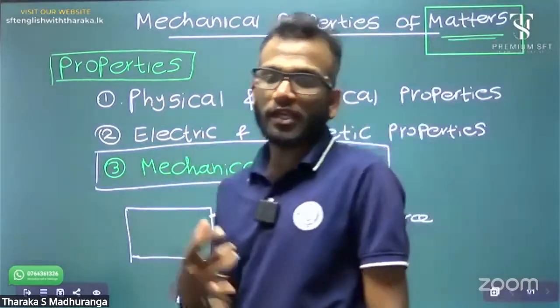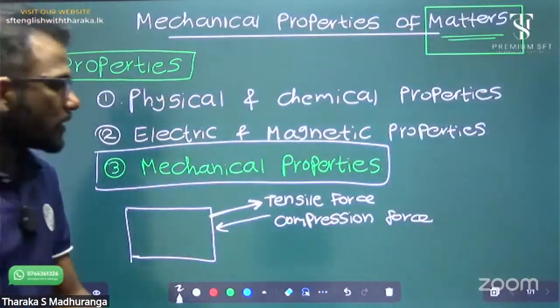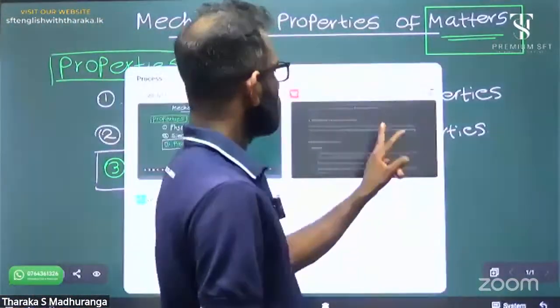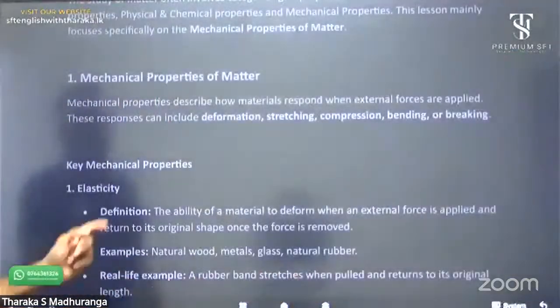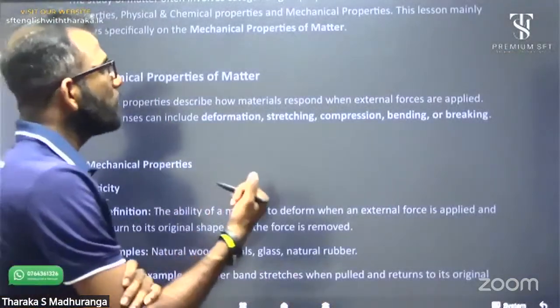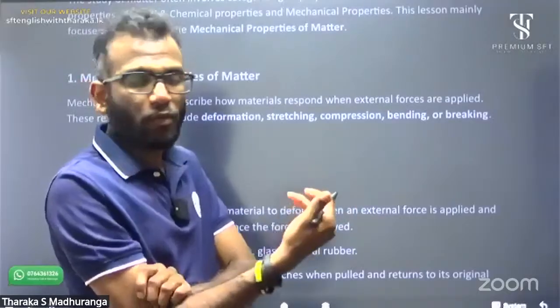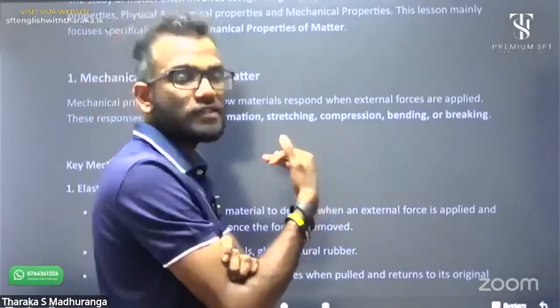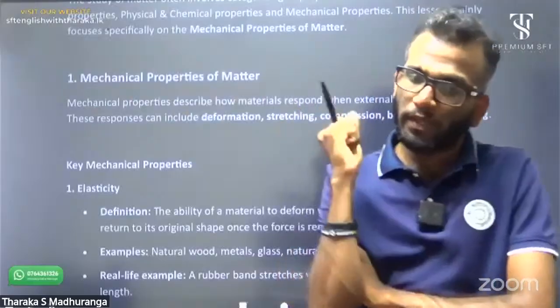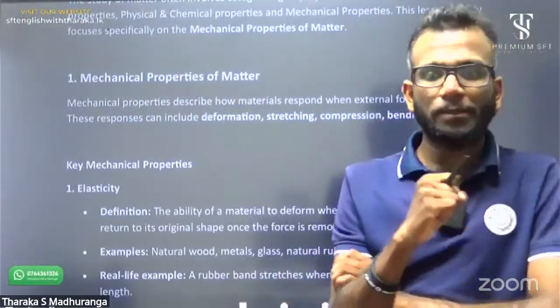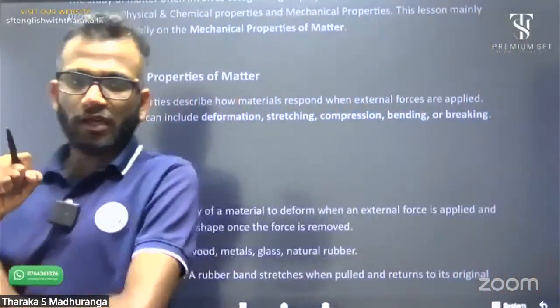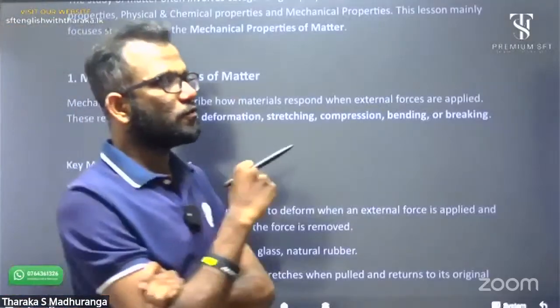Okay, when we apply compression or tensile force on any object, how does this object behave? That is the mechanical properties. This is the definition given in the theory. The mechanical properties describe how a material responds, how it behaves, when an external force is applied. The external force can be a tensile force or compressive force.